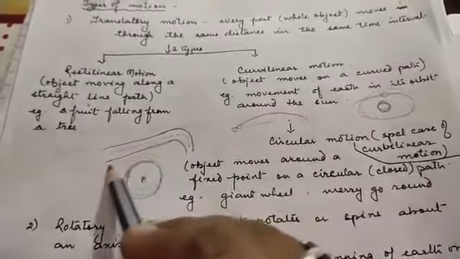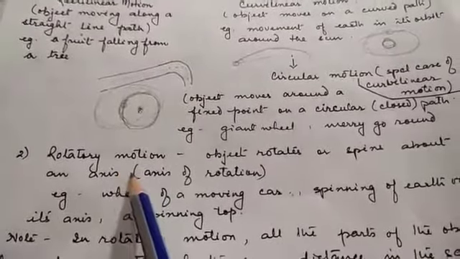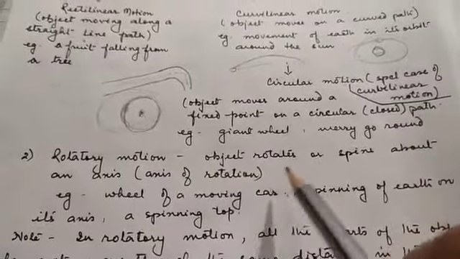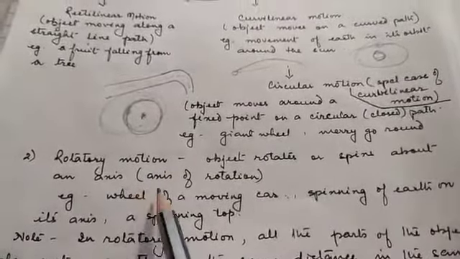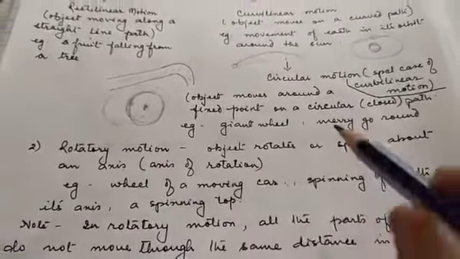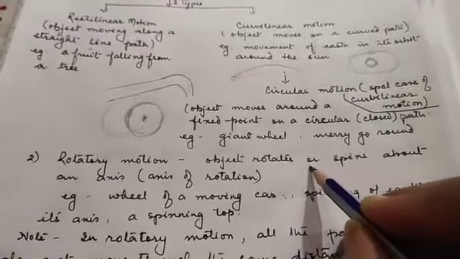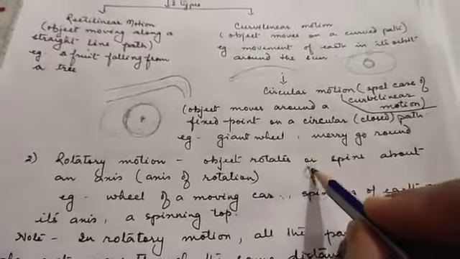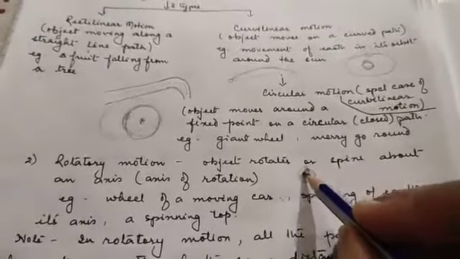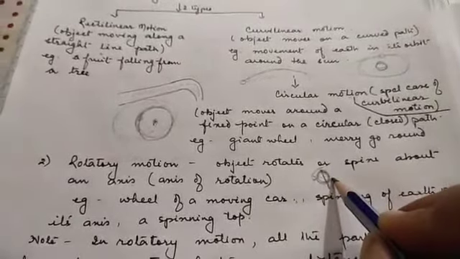Now next is rotatory motion. Rotatory motion is that motion in which the object rotates or spins about an axis. This axis is known as the axis of rotation. Spinning of earth on its axis. This is the axis and the earth spins on it. The earth keeps rotating, isn't it? So the earth spinning on its axis is rotatory motion.